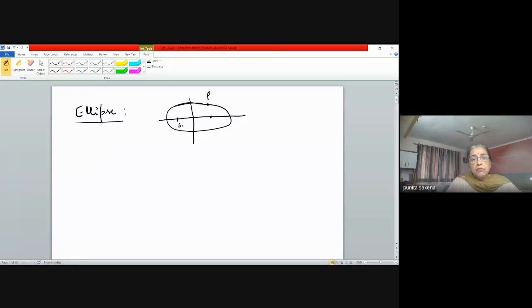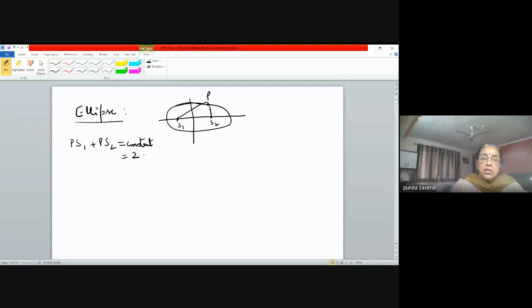I have two fixed points, S1 and S2, and we say that the point moves in such a manner that the distance of this point from these two fixed points, PS1 plus PS2, is always constant.